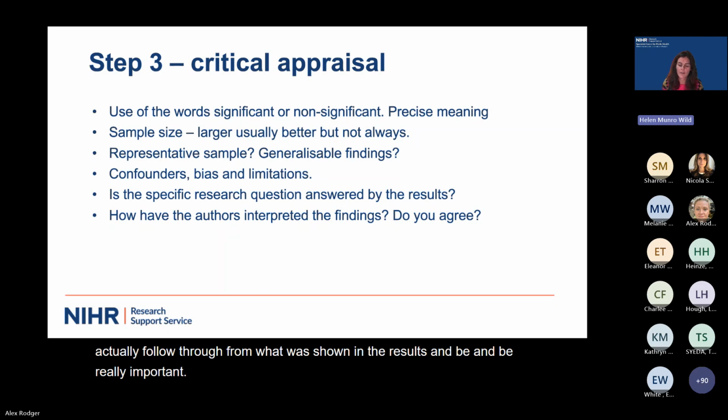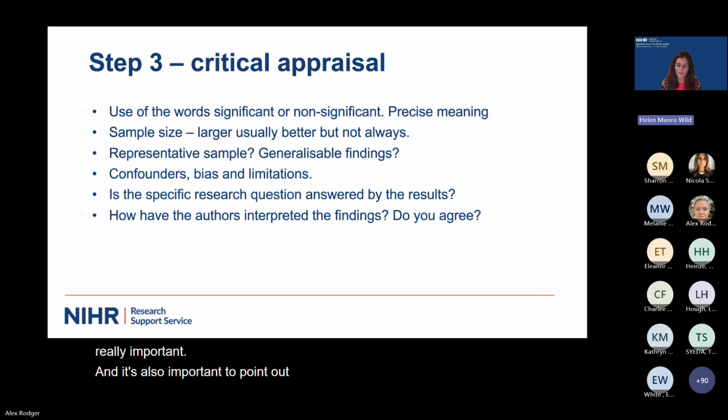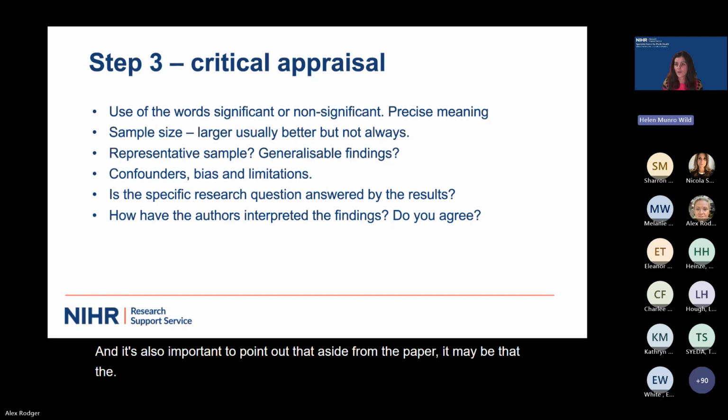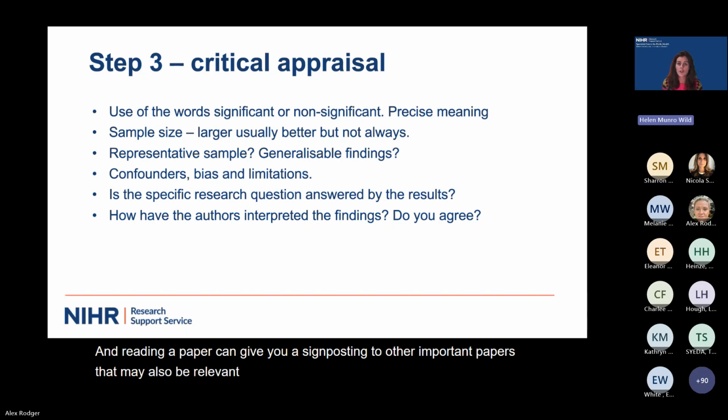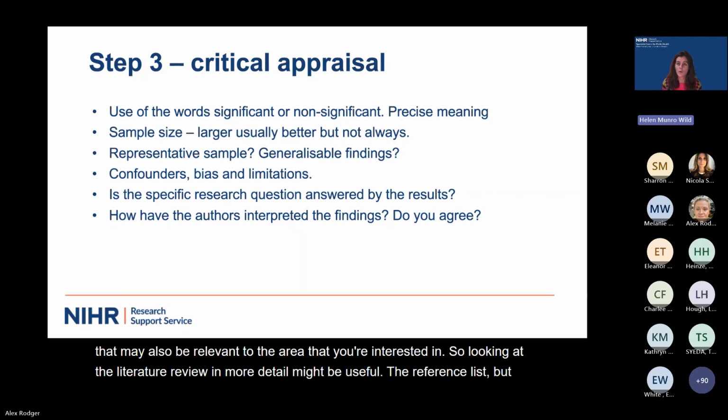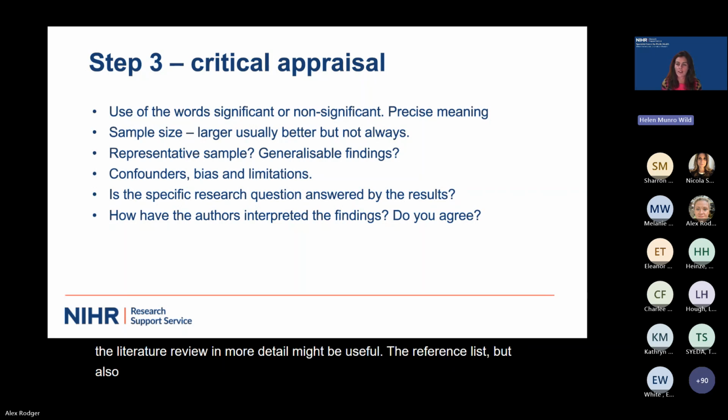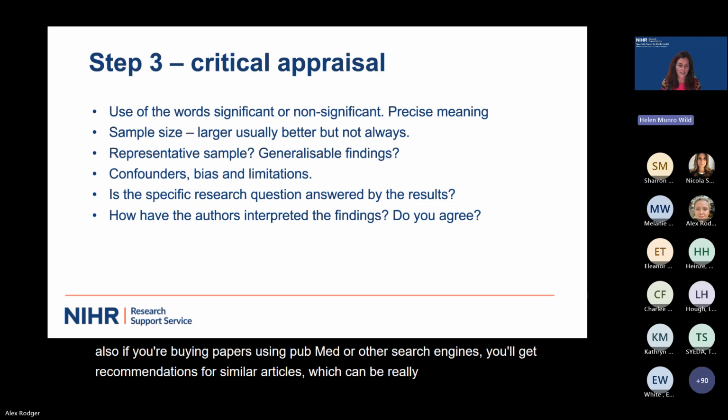It's also important to point out that aside from the paper itself, reading a paper can give you signposting to other important papers that may also be relevant to the area that you're interested in. So looking at the literature review in more detail might be useful, and the reference list. Also, if you're finding papers using PubMed or other search engines, you'll get recommendations for similar articles, which can be really useful if you want to look further at the subject area.